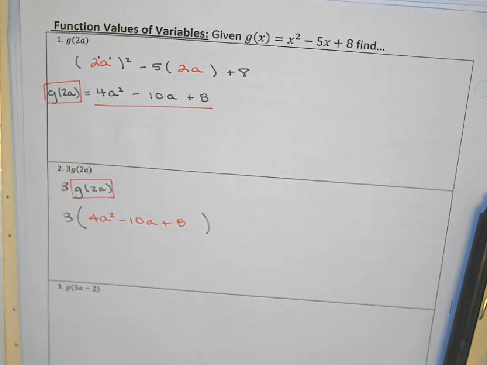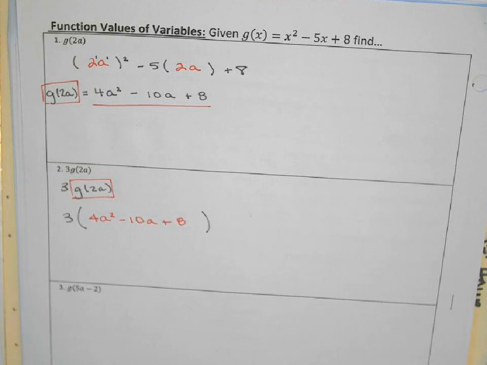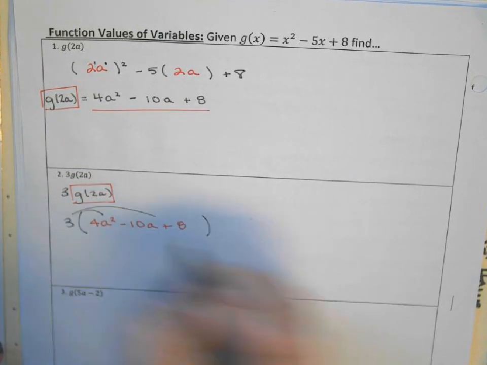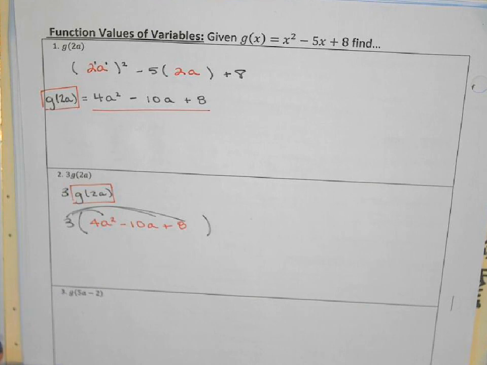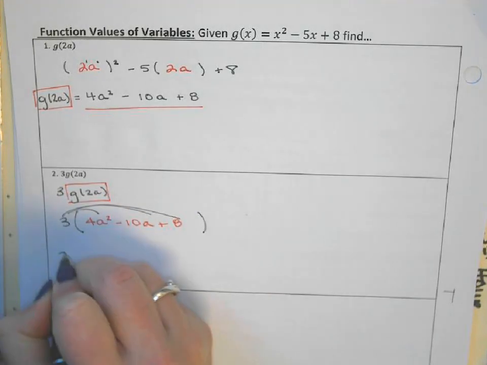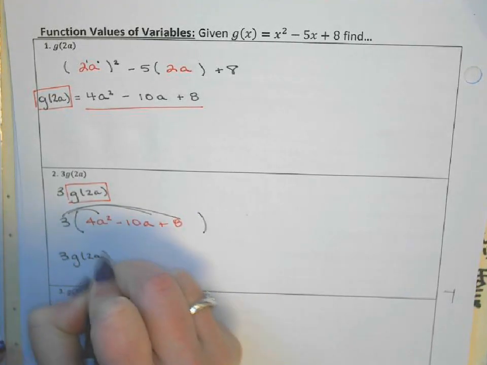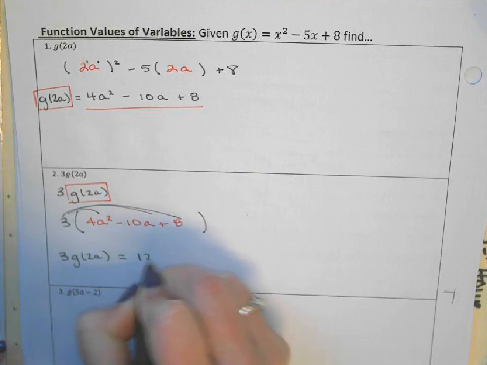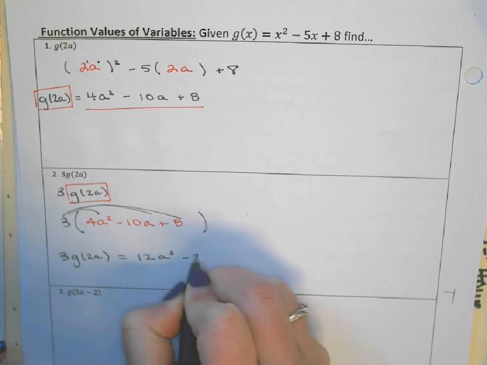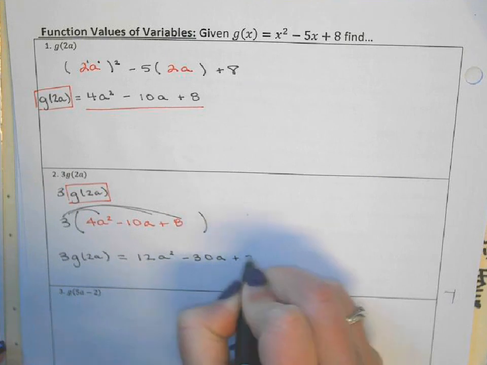What do you do? Distribute. So you're going to distribute that 3 to all terms. So we get 3g of 2a is going to equal 12a squared minus 30a plus 24.